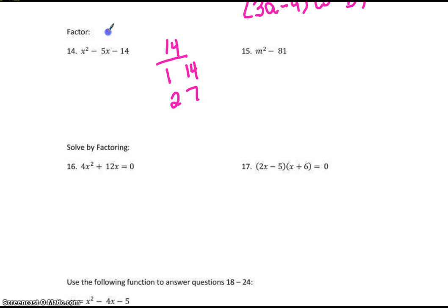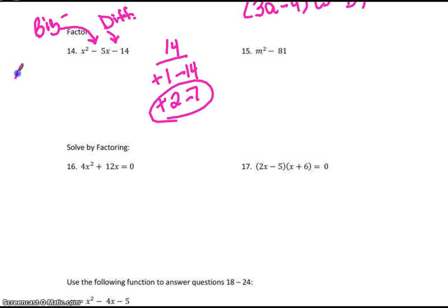Signs are going to be different because that's a minus, and the big one is negative. So come over here and make your big ones negative and your little ones positive. They have to equal negative 5, so I'm going to use 2 and negative 7. So it becomes x plus 2 and x minus 7.